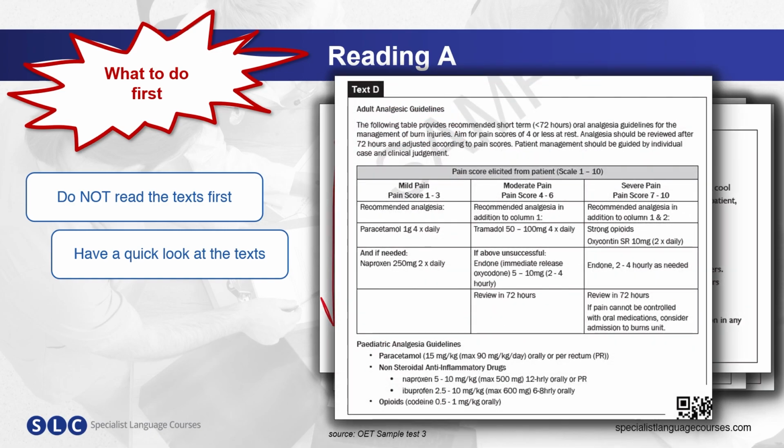There is often a table in one of the texts, such as here. We have information about adult and pediatric analgesia. Pay attention to the table headings and don't forget you may need to find information from outside the tables, such as here and here.